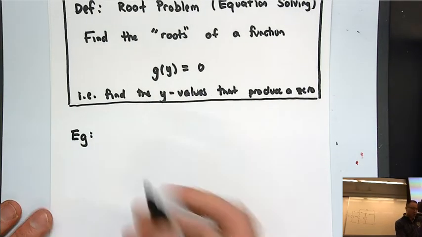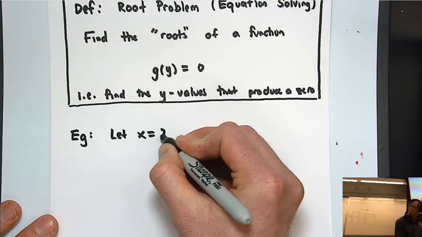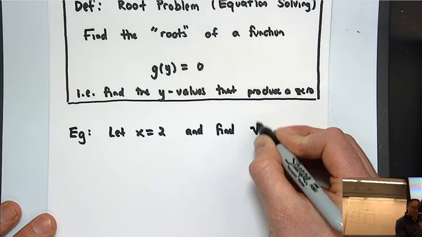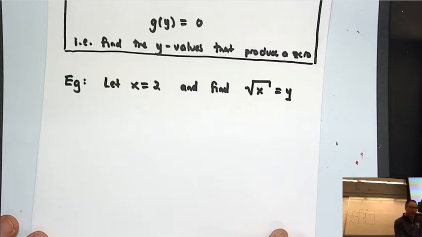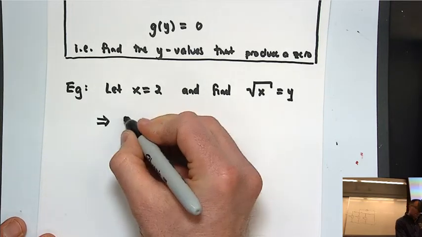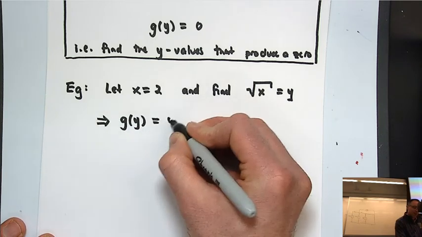Remember that the original problem that we had was to say let x equal 2 and find the square root of x. Okay, and then that led to, after a few minutes of analysis, the following problem, right?